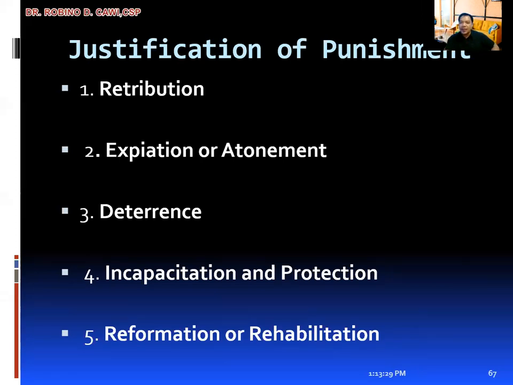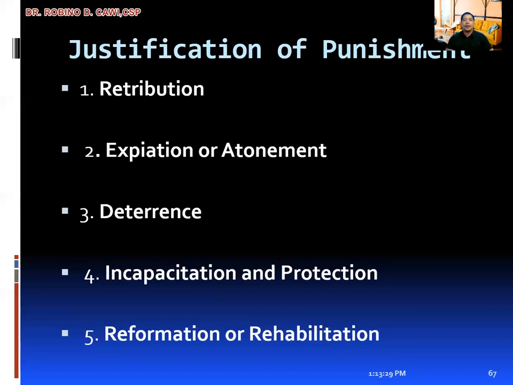But when we talk about retaliation, somebody injured me, then I will have to injure him myself. Right? So that is basically retaliation. It is taken on a personal level and not on the social level.